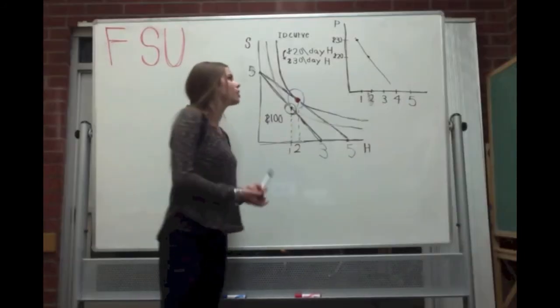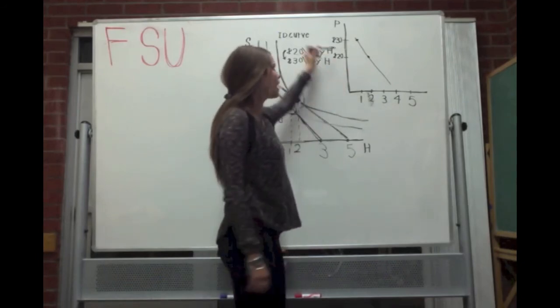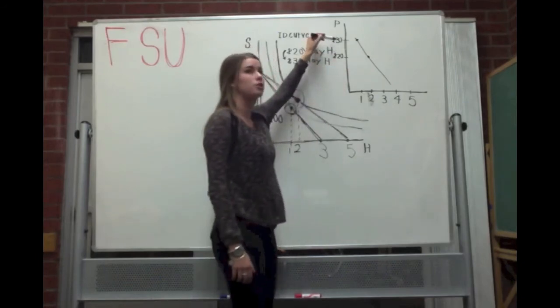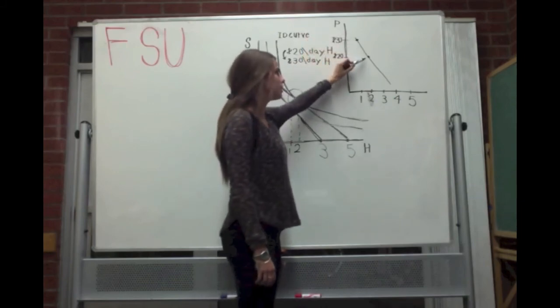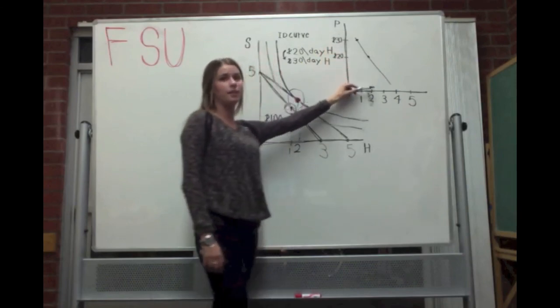Great job, Chris. So as we can relate back to our first lecture, we know from demand that as your price increases from $20 to $30, your quantity demanded is going to decrease. So it moves from 2 to 1, and we see this negative sloping demand curve.